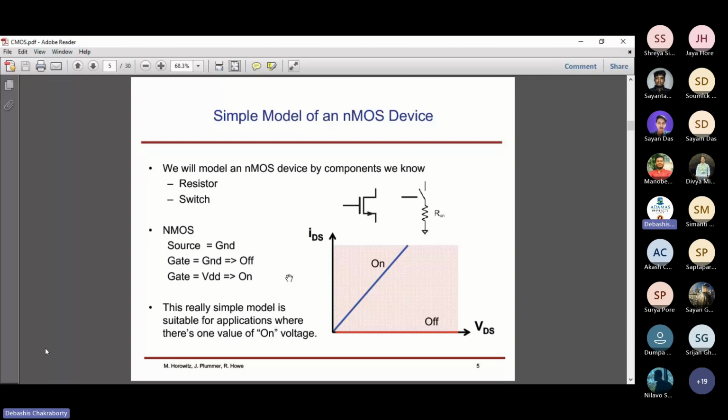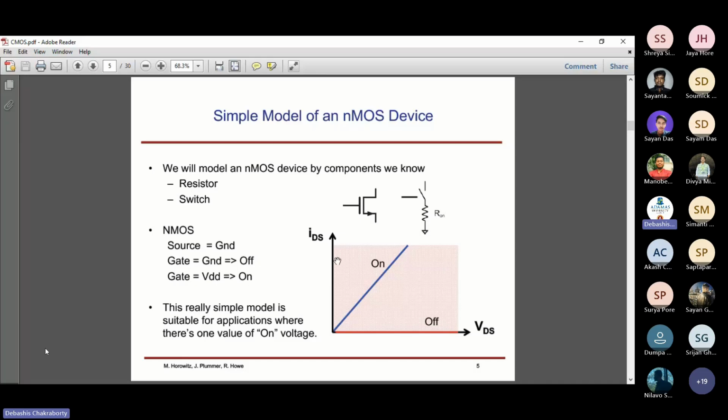Now, you just see that on the left-hand side, there are 3 terminals. This is the drain, this is the source, and this is the gate terminal. Here the source, where there is an arrow, is grounded. Source is grounded for NMOS type of devices. When the gate is grounded, the circuit is off, and when the gate is connected to the power supply VDD, the device is on, right?